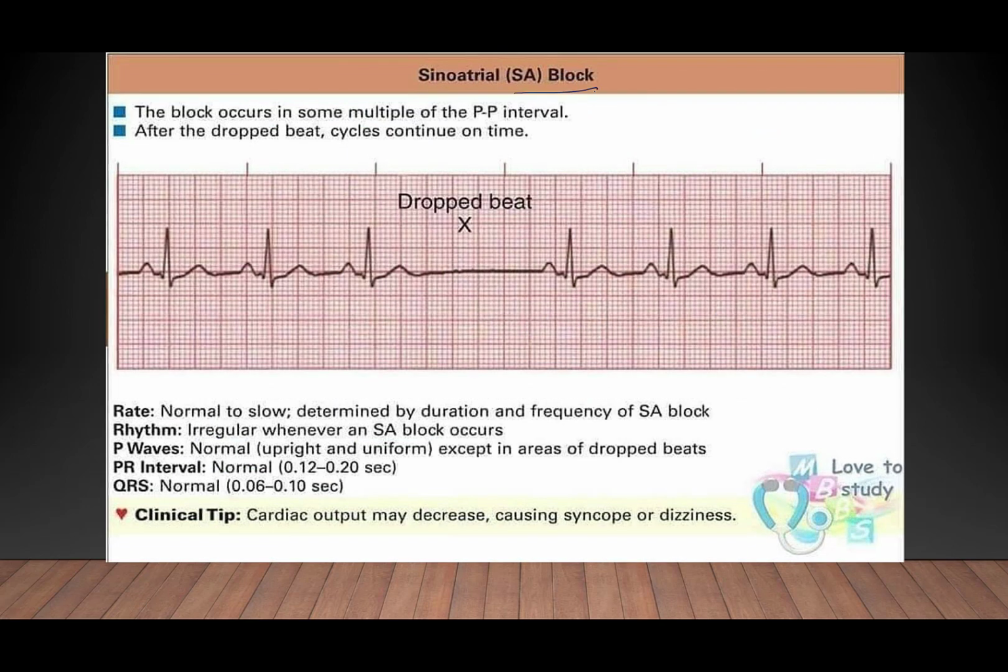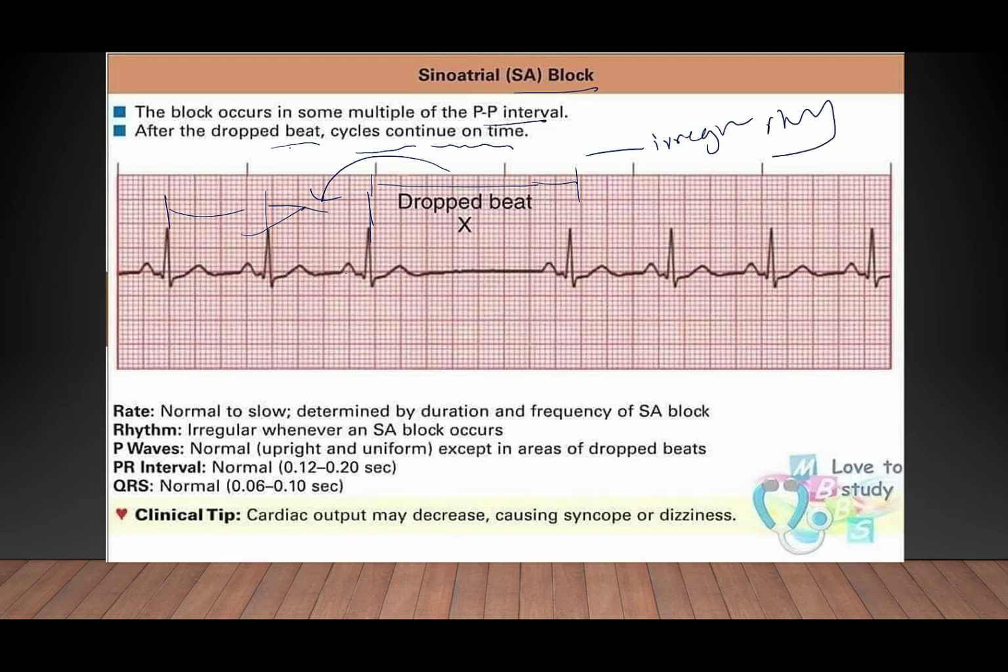Here we have SA block. In the SA block, the block occurs in some multiple of the P to P interval. After the dropped beat, cycles continue on time. So if you look here, we have R to R interval, this is equal, but from here to here it's not equal to here, so it's called irregular rhythm.